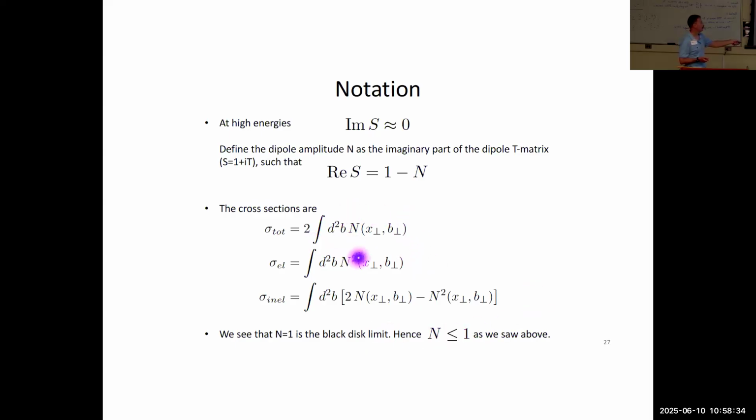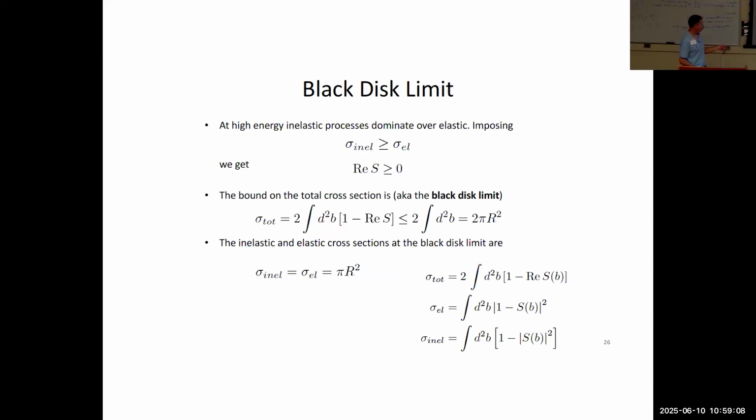So the total cross section is 2 integral d2b N. This is exactly what we have all the way on the far left, right over here for the dipole. It's true for any type of scattering projectile, dipole or whatever you have. If N is a dipole amplitude, then of course it's a dipole cross section. The elastic cross section is N squared. This is the inelastic cross section. The black disk limit is realized when N is equal to 1, and the total cross section becomes 2 pi r squared.